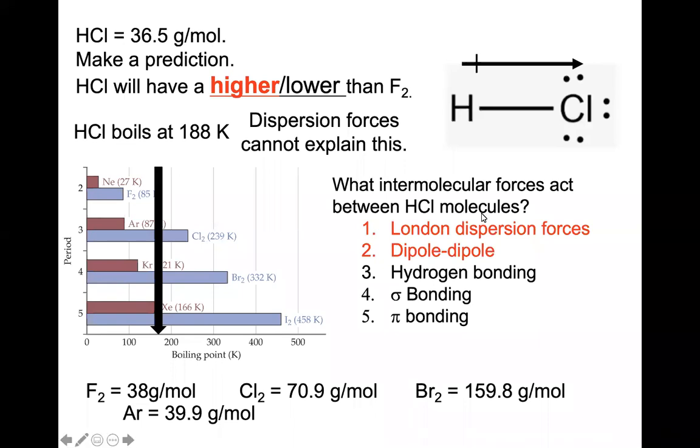Hydrogen bonding, we have a very special condition for that. We need hydrogen that's bonded to nitrogen, oxygen, or fluorine, the most electronegative atoms. Chlorine's quite electronegative, but it's not in that list. It's got to be nitrogen, oxygen, or fluorine. And once again, there's a sigma bond, but it's within the molecule. It's not acting as an intermolecular force between the molecules. So in order to explain why HCl has stronger intermolecular forces, I would say it has a dipole-dipole interaction.